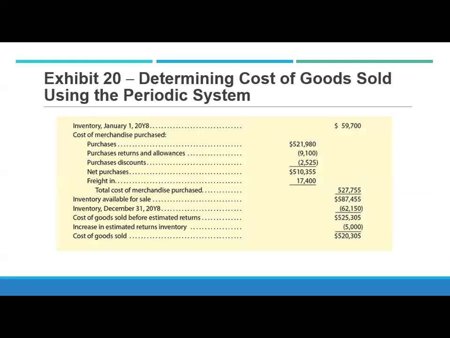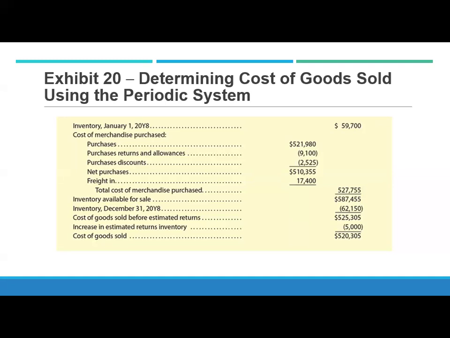So under the perpetual method, we have every sale, we have a sale journal entry and a cost of goods sold journal entry. Under the periodic method, we don't have that cost of goods sold entry. We only have the sales entry. Then at the end of the period, we make an adjustment for what the cost of goods sold is.